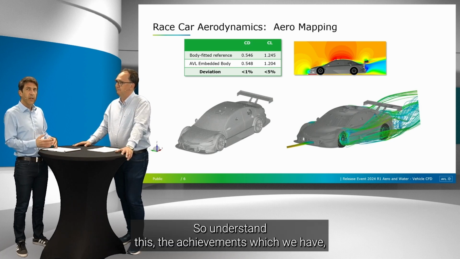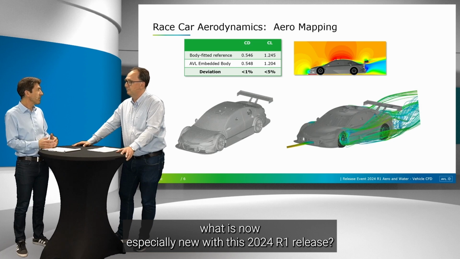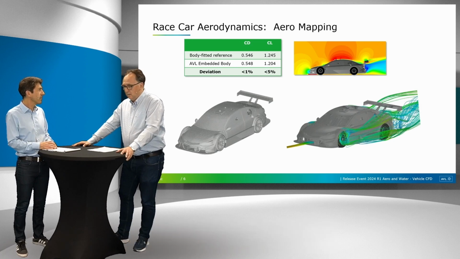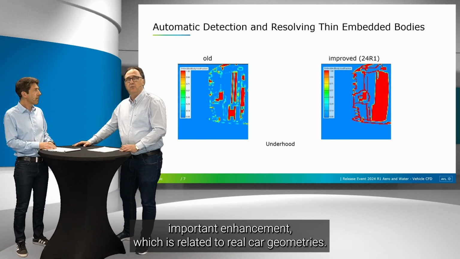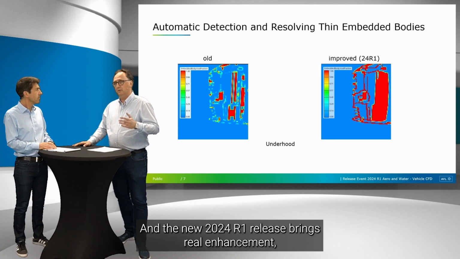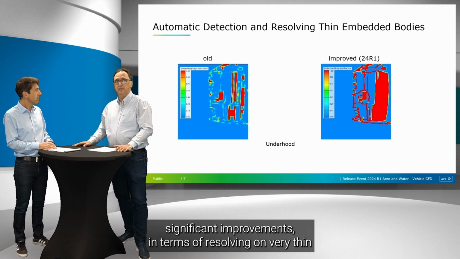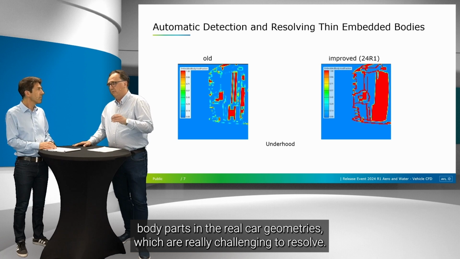Yeah. So I understand these are the achievements which we have. What is now especially new in this 24R1 release? Yeah, there are quite some improvements, but I would emphasize one important enhancement, which is related to real car geometries. The new 24.1 release brings significant improvements in terms of resolving very thin body parts in the real car geometries, which are really challenging to resolve.